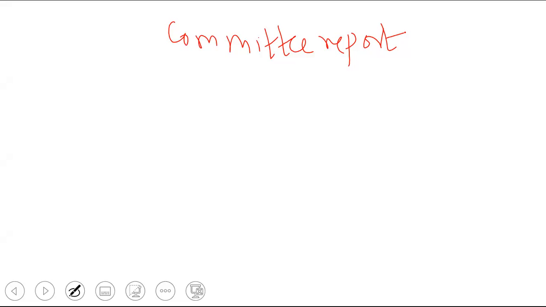Here they have given an example. Committee on workers' unrest. Look, committee report on workers' unrest. What do you mean by workers' unrest? Workers are unhappy. Unrest means unhappy. They are going for a strike. They are not coming to work.